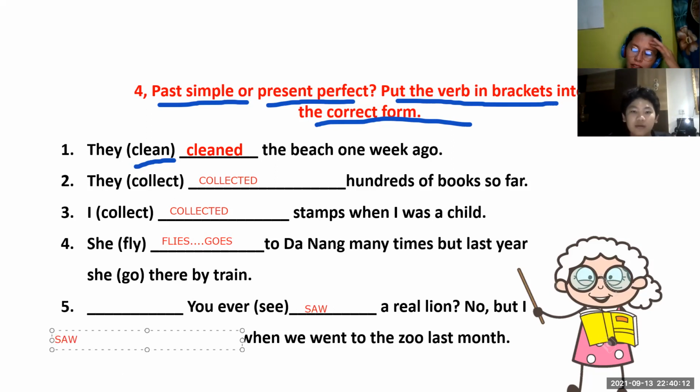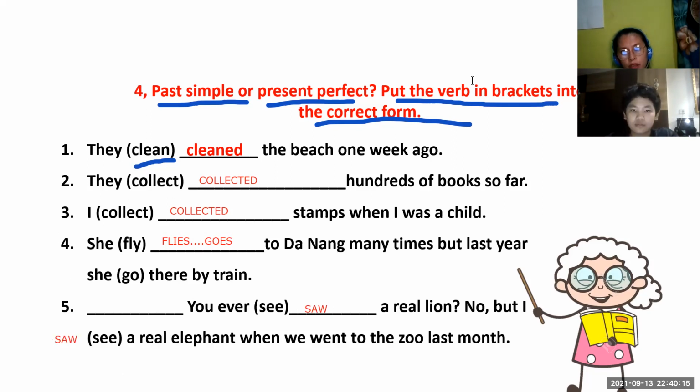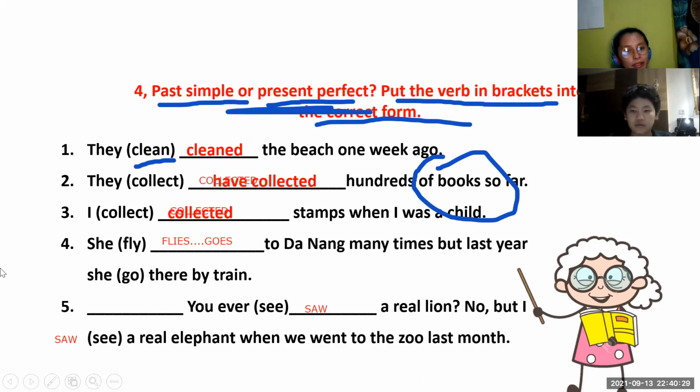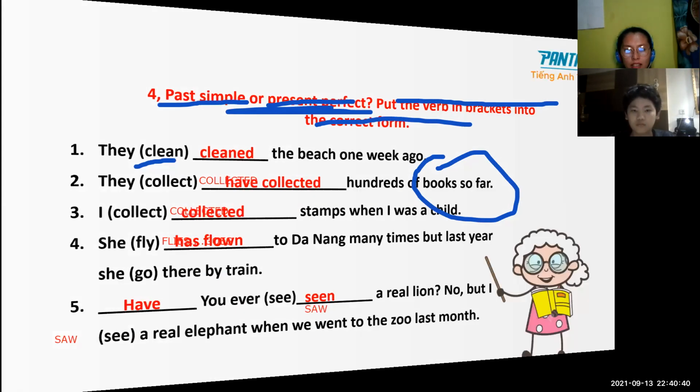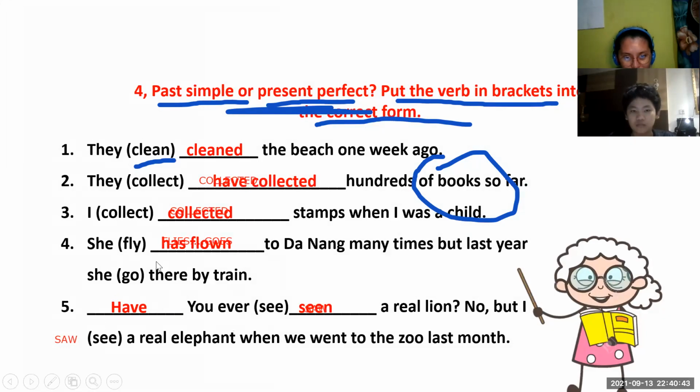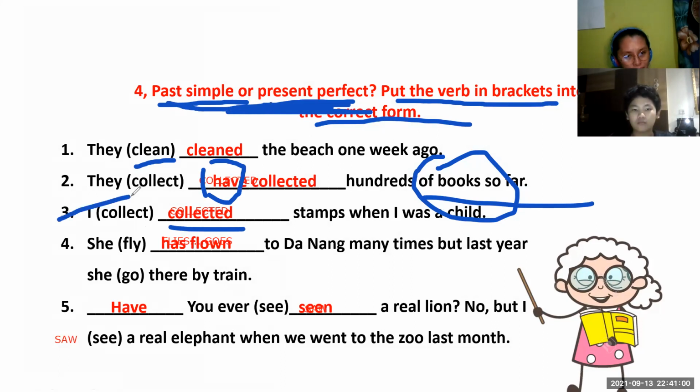Maybe. Okay, so let's try to check. Those are your answers. So here we go. First is have collected. Because of the word books, present perfect, have collected. Okay, next one is collected. Okay, that's correct. She have flown. Have you ever saw or seen? Okay, that is seen. Have you ever seen? So we use have here because this one is present perfect because of the words so far. We just use collected. Collected is in the simple past, and that's correct.